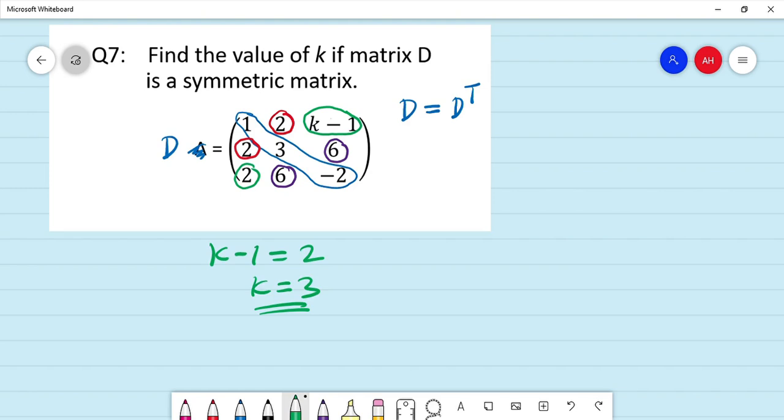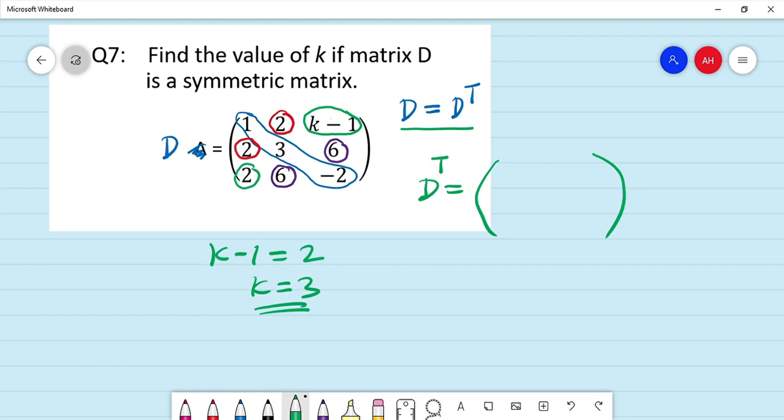Or maybe now we can use this equation here. That is, if D is a symmetrical matrix, D must be equal to D transpose. Now let's find D transpose first. What is matrix D transpose? Okay, remember how to do transpose of a matrix? We just change between row and column. Row number 1 becomes column number 1. Column number 2 becomes row number 2, something like that, you know. Okay, so let's do a D transpose.